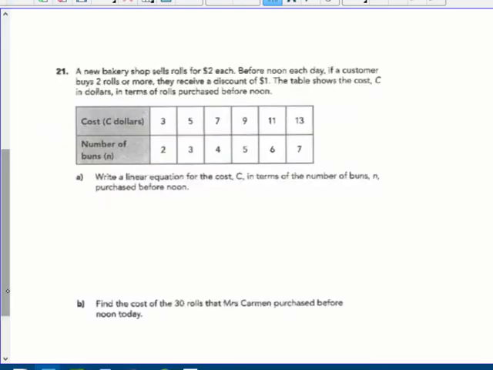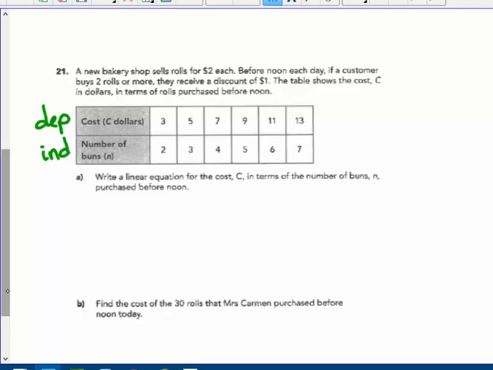Number 21, a new bakery shop sells rolls for $2 each. Before noon each day, if a customer buys 2 rolls or more, they will receive a $1 discount. The table shows the cost C in dollars in terms of the rolls purchased before noon. So your cost, this is the dependent variable. This would go on the y-axis because how much you pay depends on how many buns you buy, right? So this is my independent variable, which is opposite the other examples that we've had. The dependent variable is on the top now. My cost depends on how many I buy. That makes sense. Write a linear equation for the cost C.